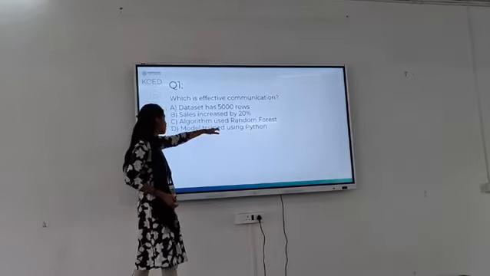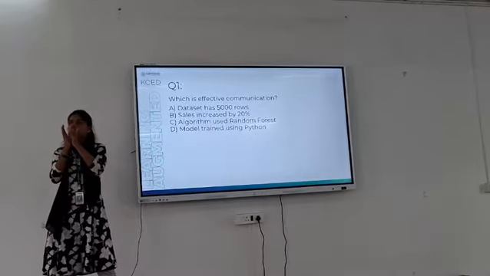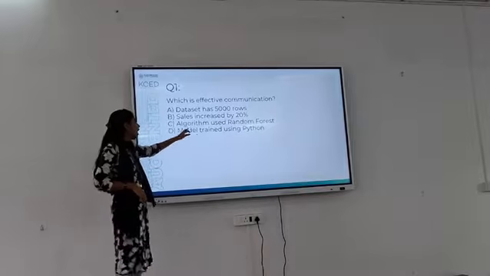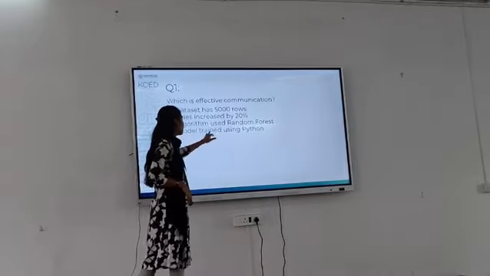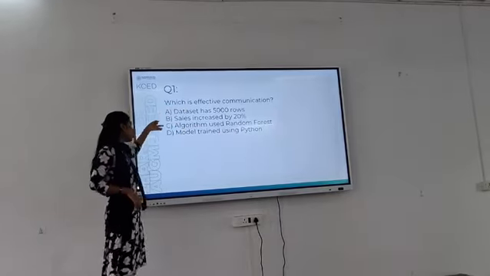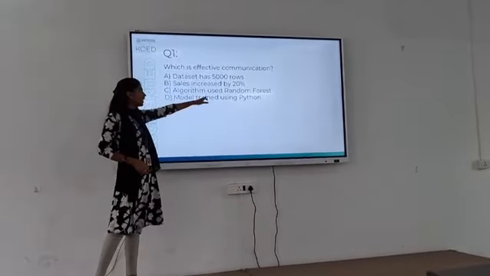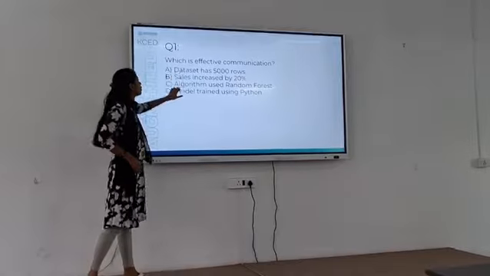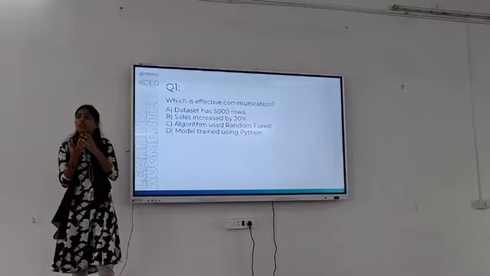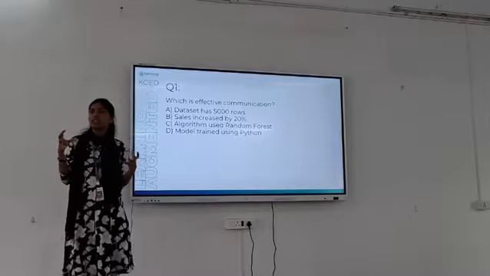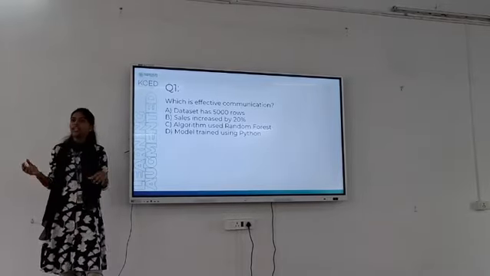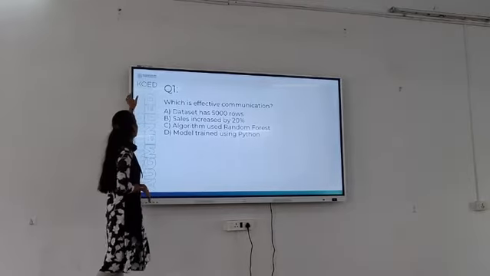Increased by 20% means we can infer that the sale has been increased by 20%. The algorithm used is a random forest model trained using Python. From these four options, we can only infer from one option, which means sales increased by 20%. So that's effective communication. What do we understand? What we infer from a chart or from data. That will be effective communication.